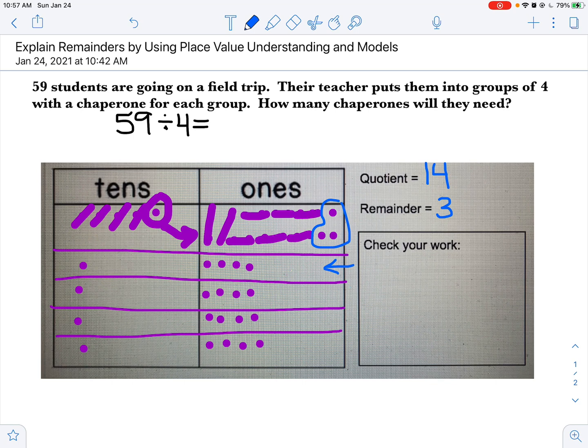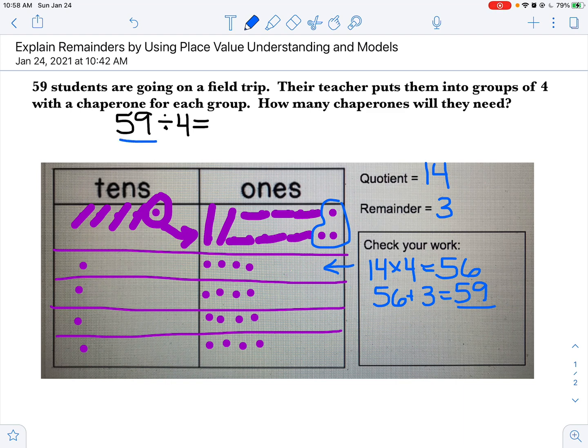Checking my work. Guys, when you solve these on your word problems, please check your work. Prove that you are right. So I'm going to do 14 times 4. I can do that mentally because 4 times 10 is 40 and 4 times 4 is 16. So that's going to be a 56. And then if I do 56 plus 3, I'm going to have 59. Which indeed was my dividend to start with.